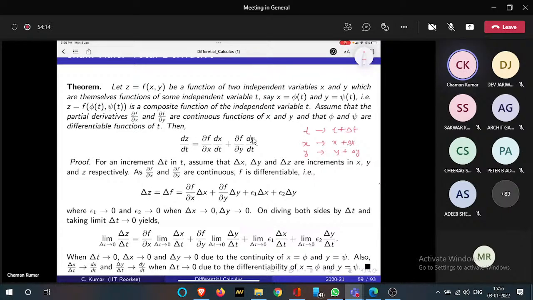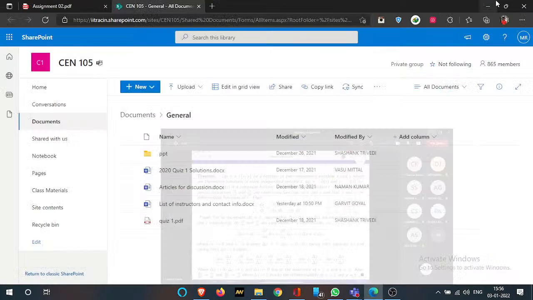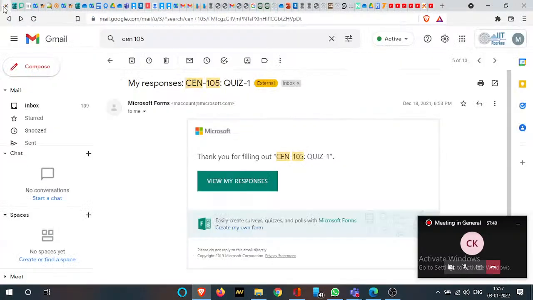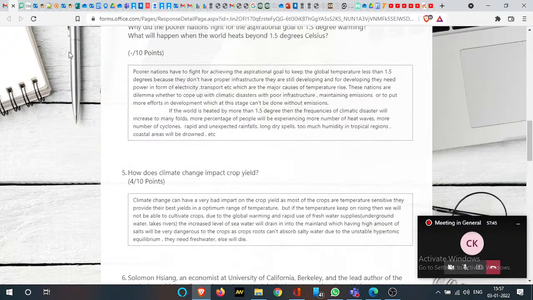So when you change t by delta t, then x will change by delta x, and y will change by delta y. And when x and y are changed, then z will also change. z is f of phi(t), xi(t). So the change in z is denoted by delta z.